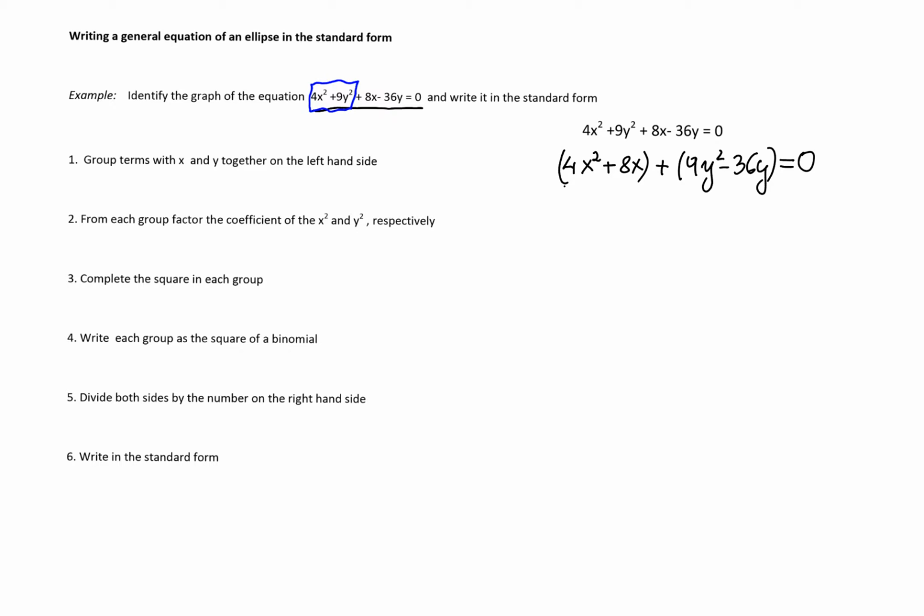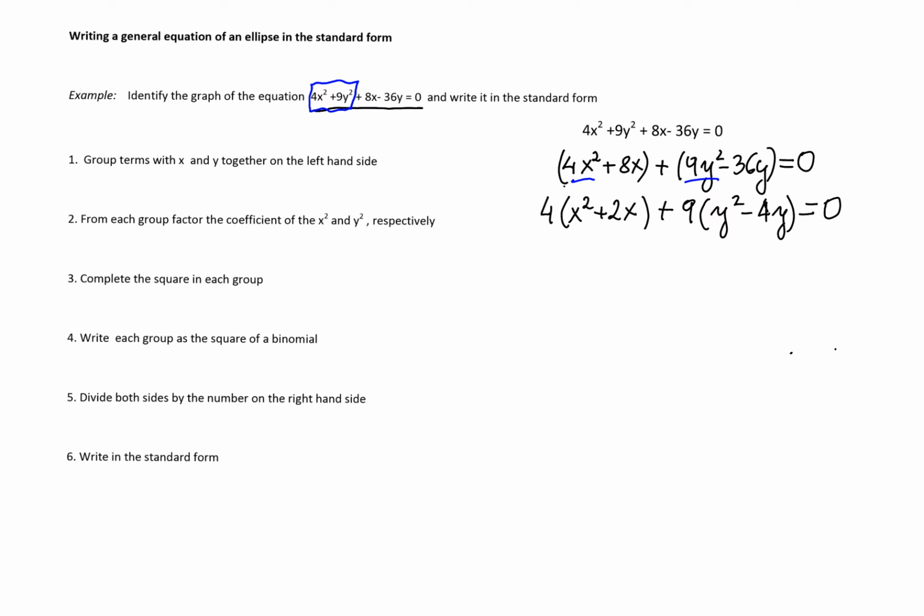depending on the value. Once we have the groups, from each group we factor the coefficient of x squared and y squared respectively. So the coefficient of x squared is 4, we factor 4 out from that group and we'll get x squared plus 2x. And from the second group we'll factor the coefficient of y squared, which is 9, and we'll end up with y squared minus 4y equals 0.